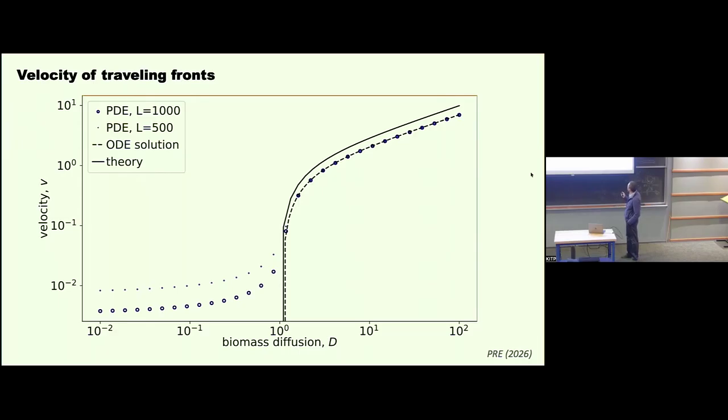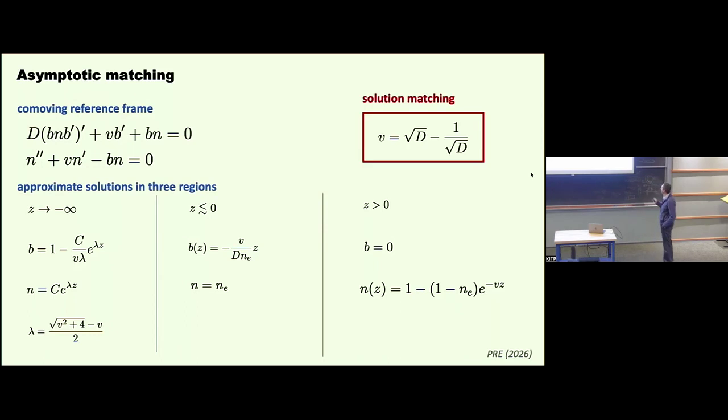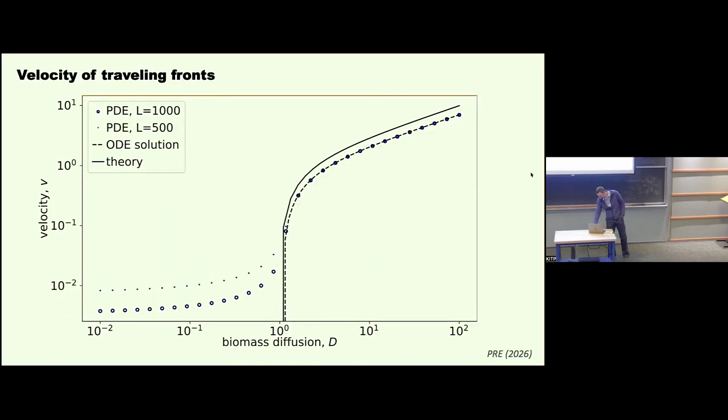The dashed line is a solution of a shooting method for the ODE, and the black line is a rough theoretical calculation. In the interest of time, we may not go too much into the calculation, but basically, if you make an ansatz that you are moving with a fixed velocity, you substitute that into your differential equation, you end up with a system of ordinary differential equations, which you can analyze by asymptotic matching, and you can find an approximate answer for the velocity. At large d it goes as a square root of d, it vanishes at d equals 1, and it vanishes linearly in this parameter. And so that's what was shown there, approximately.